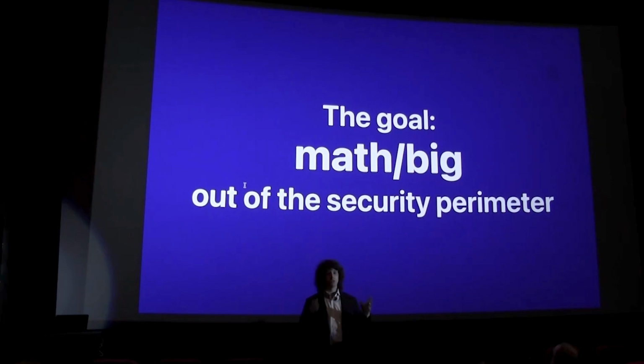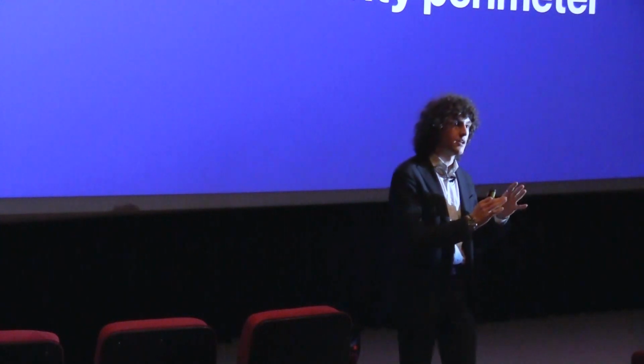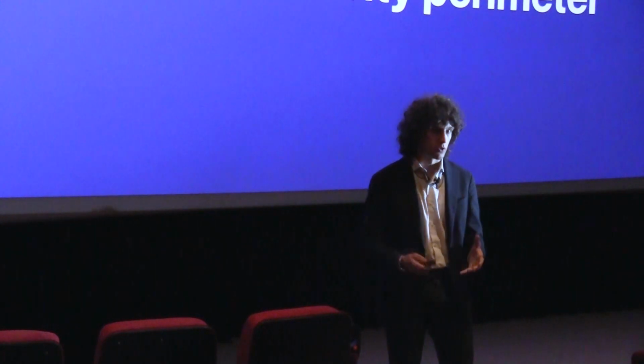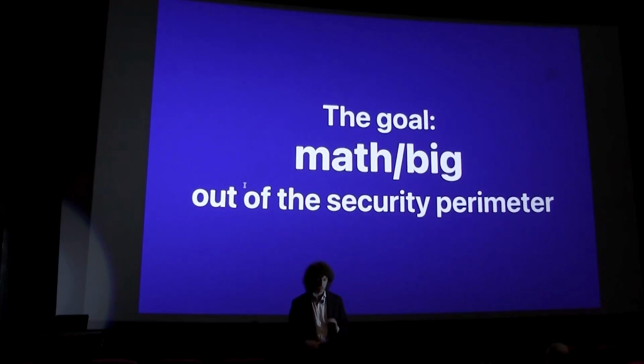So, what was the overarching goal here? This is part of a large project to move math/big, which is a library to operate on very large integers, out of the security perimeter. math/big has been in the standard library forever and was used to bootstrap a lot of the cryptography libraries. And that served its purpose. But the problem with it is that it's made for so many different things. It's not a cryptographic library. It's a library for doing many different things, amongst them cryptography. That never works. Just never works.